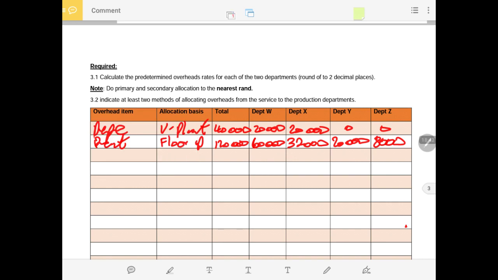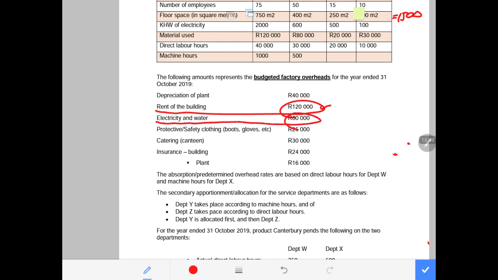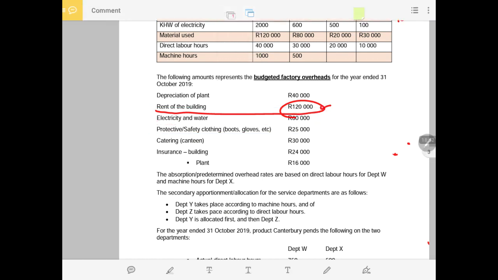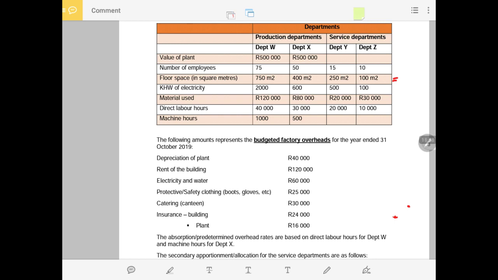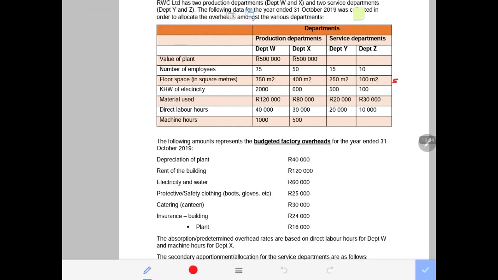Then we now allocate the next overhead, which is electricity and power, and we know that electricity is using kilowatts. In this case, we will have to take the kilowatts as the base to allocate the electricity and water, but we are given only the kilowatts. In this case, it should have been just electricity, because we can at the same time use the floor space to allocate the electricity and water. But water is not really connected with the area, but with the consumption. So let us just use electricity. I'm just noting this one now.